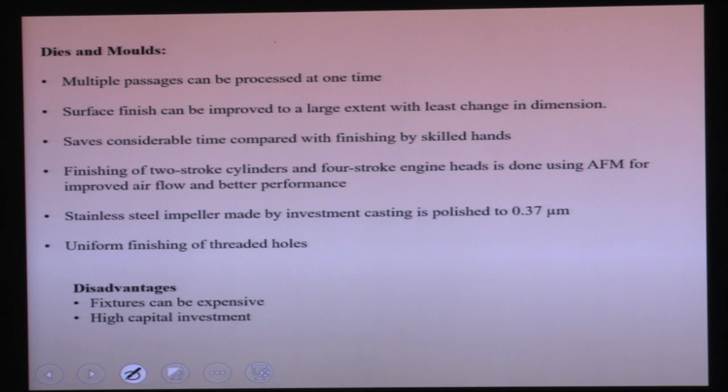Surface finish can be improved to a large extent with the least change in dimension, and it saves considerable time compared with finishing by skilled hands. Finishing of 2-stroke cylinders and 4-stroke engine heads is done using AFM for improving airflow and better performance. A stainless steel impeller made by investment casting is polished up to 0.37 micron. Uniform finishing of threaded holes is also possible.